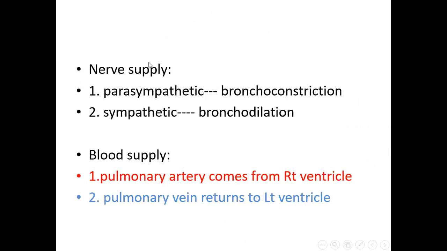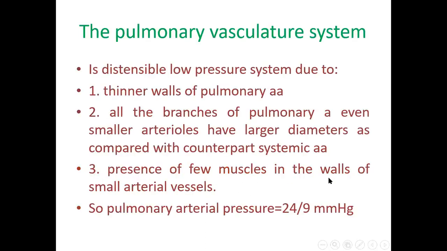Nerve supply of the lung: parasympathetic leads to bronchoconstriction, sympathetic leads to bronchodilation. Blood supply: the pulmonary artery comes from the right ventricle, and the pulmonary vein returns the blood to the left ventricle.